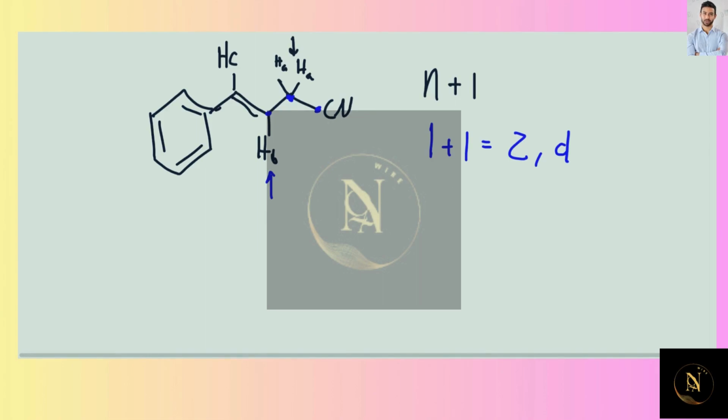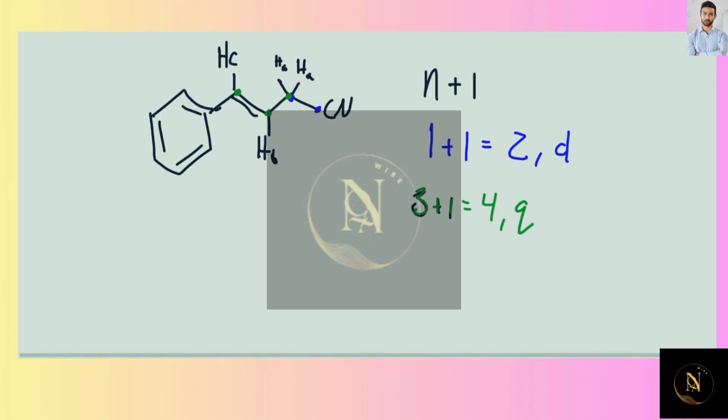Okay, now let's look at hydrogen B and find out how many neighbors hydrogen B has. So when we look at the carbon it's attached to, look at the neighboring carbons, and I see that it has 3 neighboring protons, so N is 3, and we say 3 plus 1, right, equals 4. So 4 signals. We would call that a quartet.